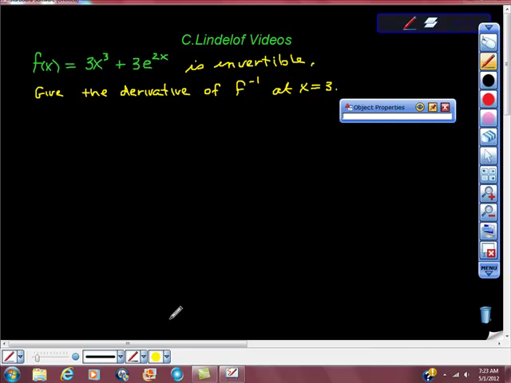Okay, so this is AP Calculus AB, and we're given f of x is 3x cubed plus 3e to the 2x, and we're told that it's invertible. We're asked to give the derivative of the inverse of f at x equal to 3.